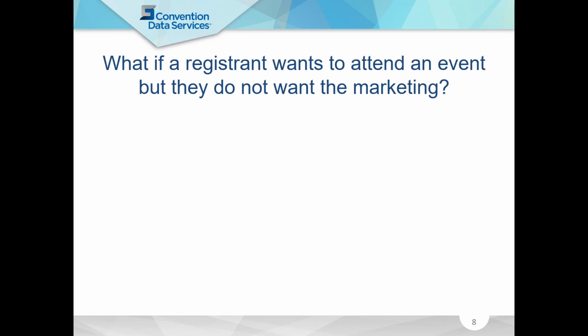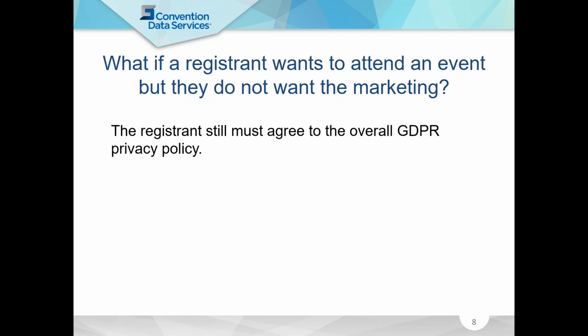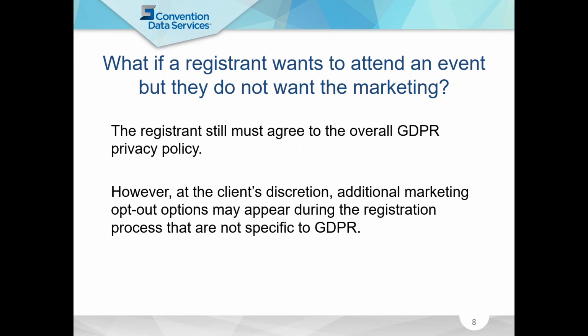So what if a registrant wants to attend an event, but they don't want the marketing? Because what Elliot just presented to you was a full-on opt-in. So they see that entire data privacy policy, and they see that they have to opt into being marketed to, as well as us storing their information for the purposes of printing the badge and sharing their information with exhibitors, et cetera. But in some cases, they want to go, but they don't want to get the emails. They still have to agree to the overall privacy policy, but at your discretion, we show additional marketing opt-out options after that. Some of you already do this, not specifically for EU registrants, but for all registrants, that allow them to opt out of receiving marketing materials, just get the badge and go to the show. So that option will still be available.